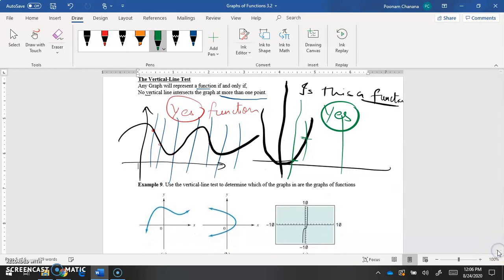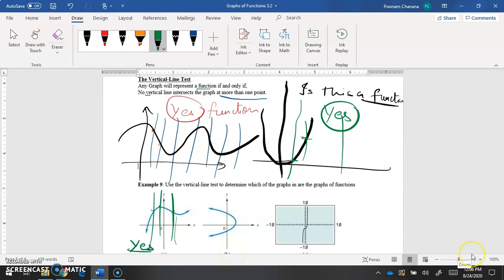Let's take another example. What about this? Example number 9 here on your paper. This is the curve, the first one. Can you draw any vertical line which meets the graph in more than one point? No. All the vertical lines which you can draw, they have to be vertical, straight, okay? They are going to meet the graph in only one point. So this one, yes, is a function.